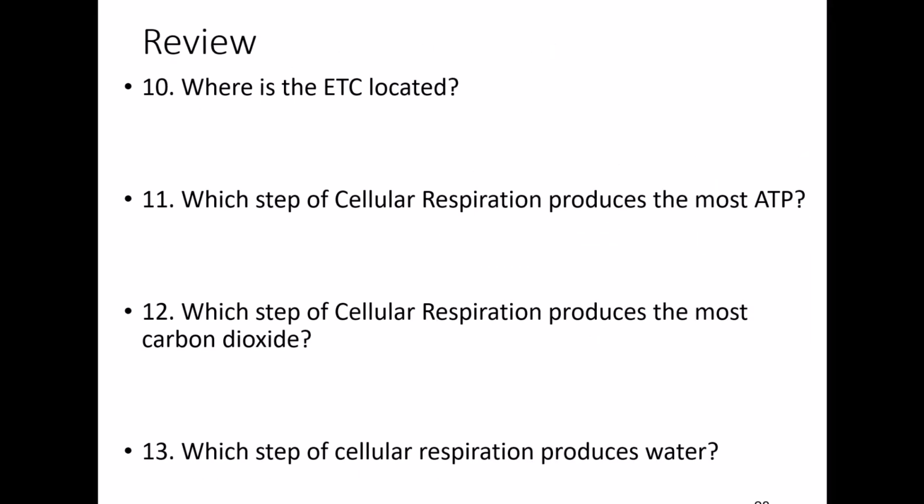Number 10, where is the electron transport chain located? That's on the inner mitochondrial membrane, the cristae. Number 11, which step of cellular respiration produces the most ATP? That is the electron transport chain, or the oxidative phosphorylation and chemiosmosis.